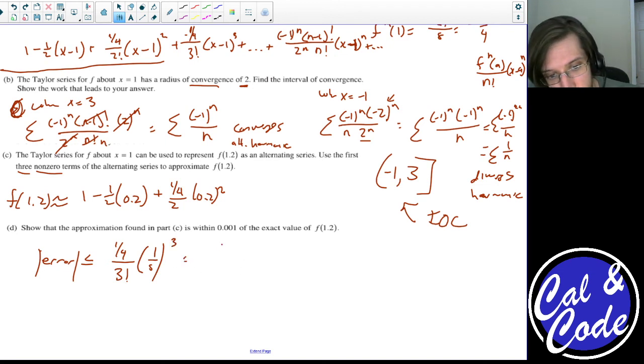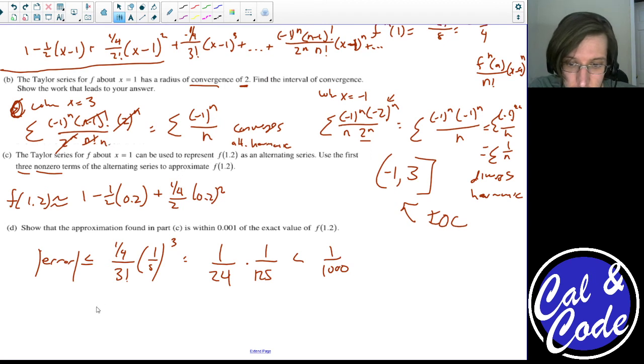So this is 1/24, and 5 cubed is 125. I know for a fact that that is less than 1/1000th. And therefore, we have done it. We have solved the last part. And congratulations, you did all 4 non-calculator free response questions in 33 minutes instead of the given hour that you're given by the AP exam.